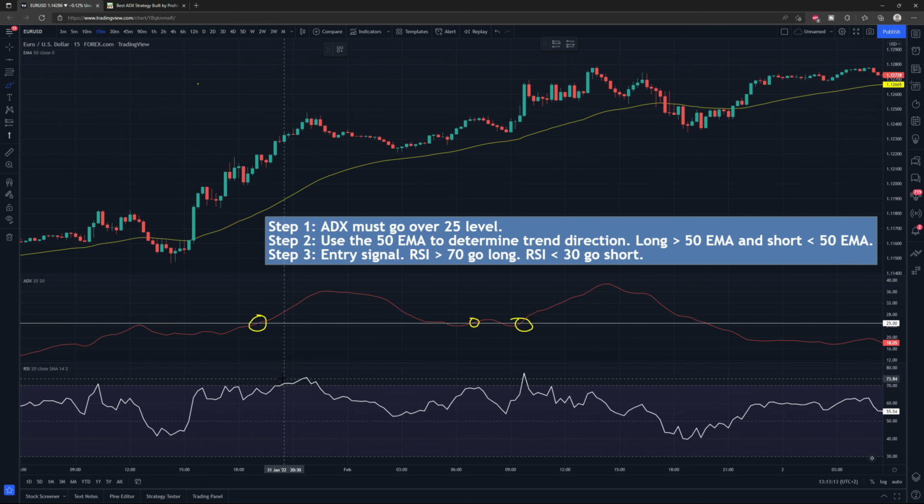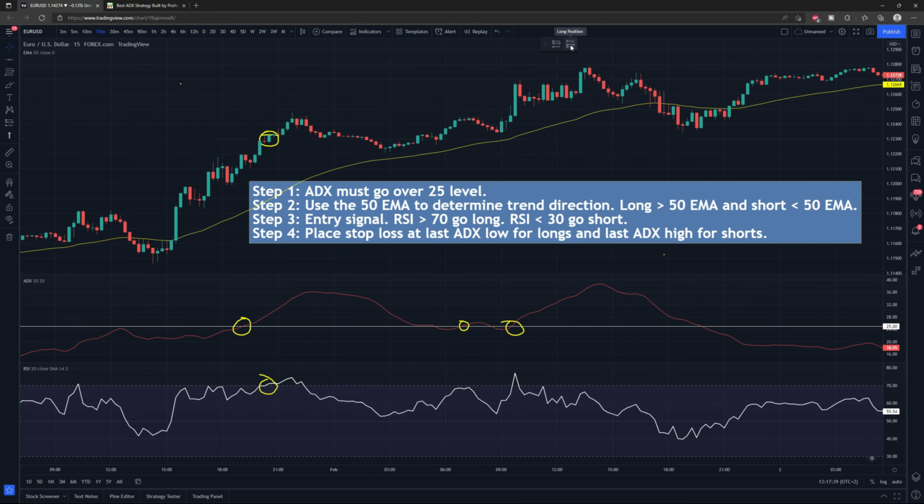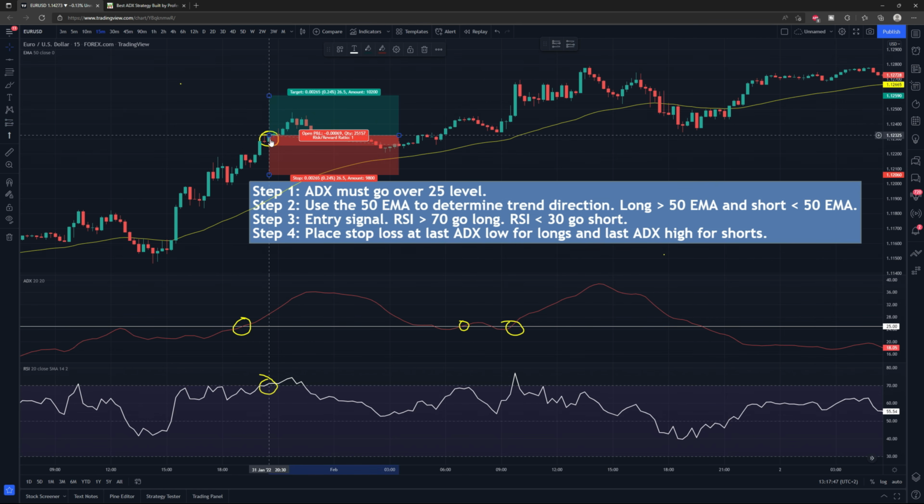You can see that happening when the RSI goes over 70 right here. ADX had already gone over the 25 level and the price has gone over the 50-period EMA, so the entry signal will be given on this candle right here for a long position. Step 4 is placing the stop loss at the last ADX low for longs and the last ADX high for shorts. Let me show you an example here with this long position that we just talked about.